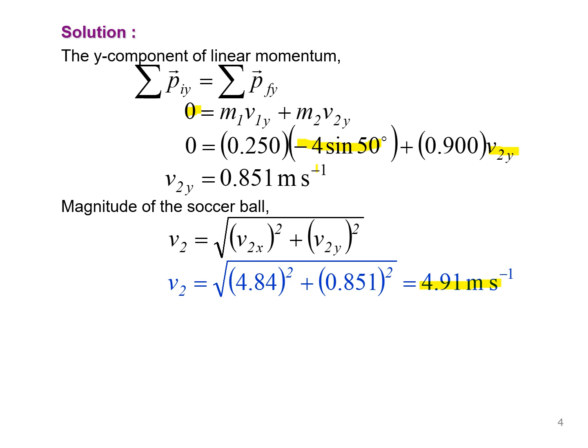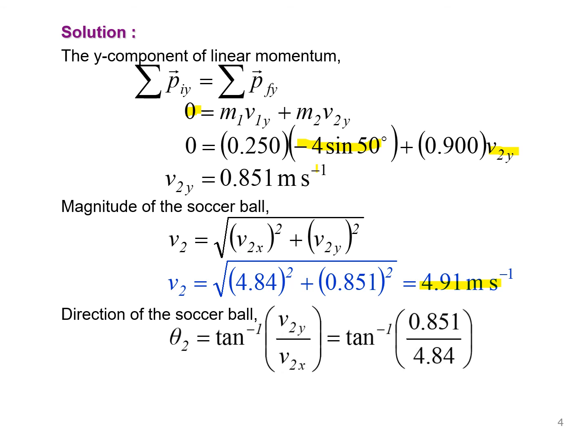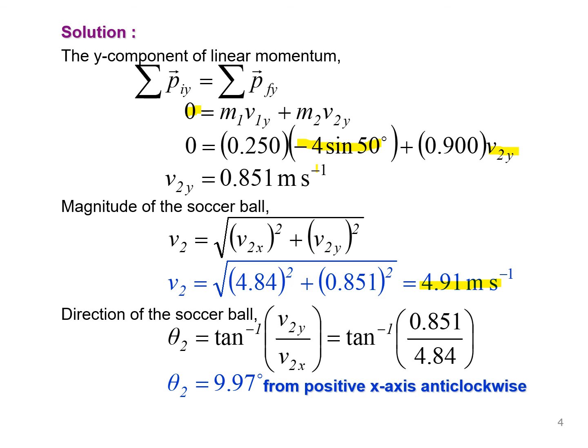Since we have the x and y components, we can determine the direction. The y component over the x component gives 9.97. So the angle is 9.97 degrees from the positive x-axis, or above the positive x-axis. That's all for this part. Have a nice day.